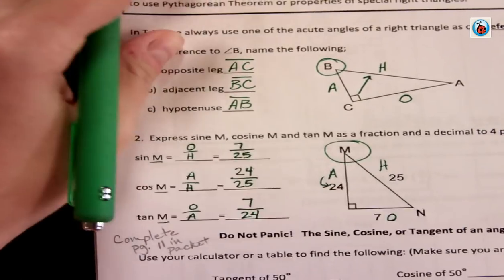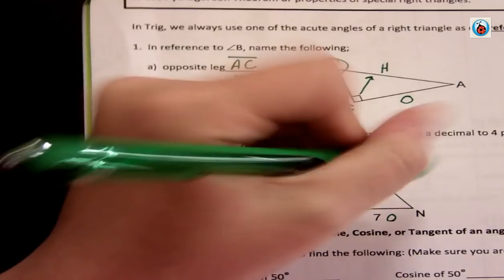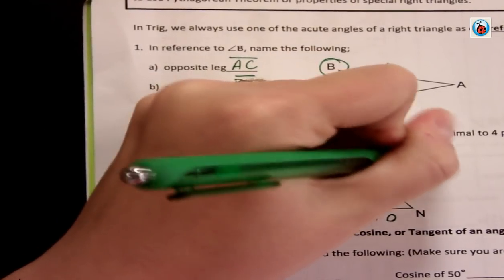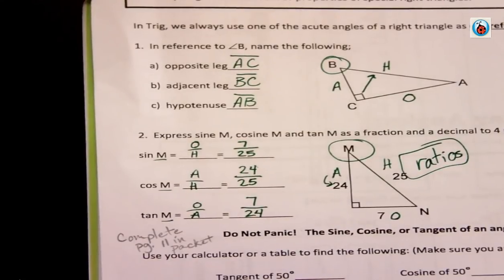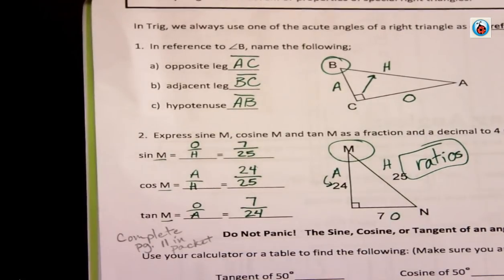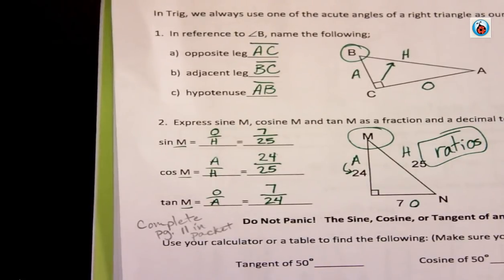So this is when we are talking about ratios. These are trig ratios. Alright? Don't forget, that's what these are. These are trig ratios. So anytime a question asks for a ratio, you're looking for a fraction. Alright? Great. Now I want you to take a calculator.